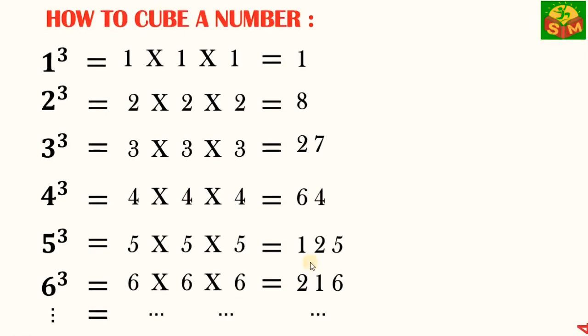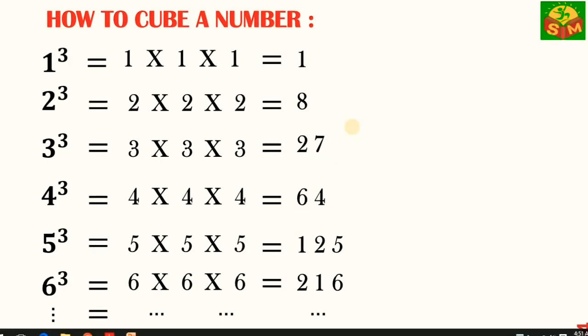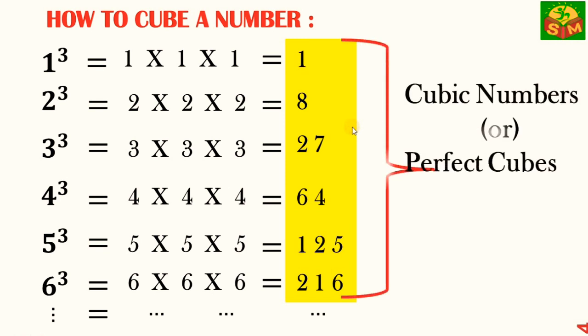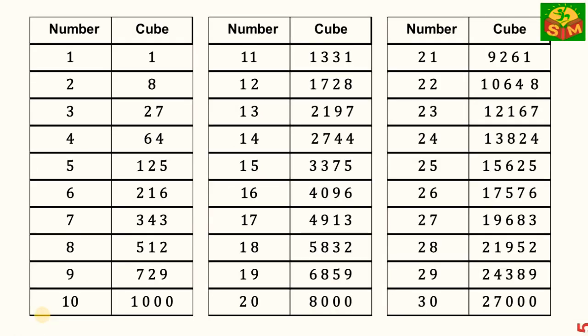So, a cube number is obtained when a number is multiplied by itself 3 times. The numbers 1, 8, 27, 64, 125, 216, 343 and so on are called cubic numbers or perfect cubes. Here is the list of cubes of numbers from 1 to 30.